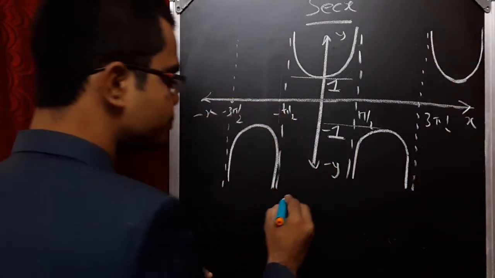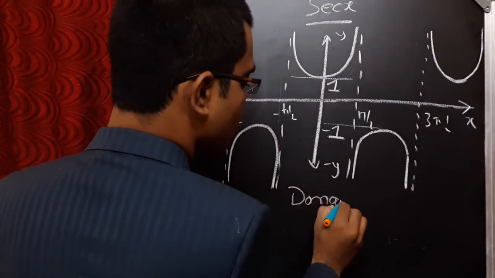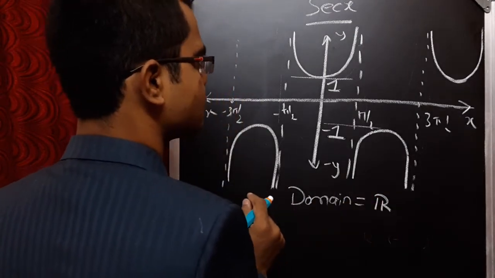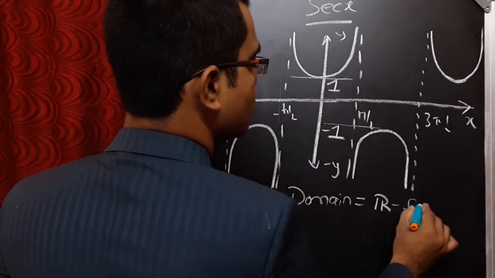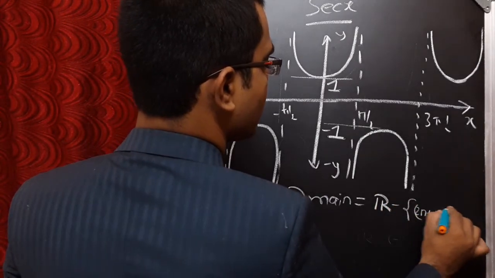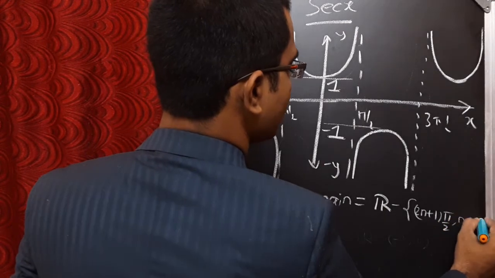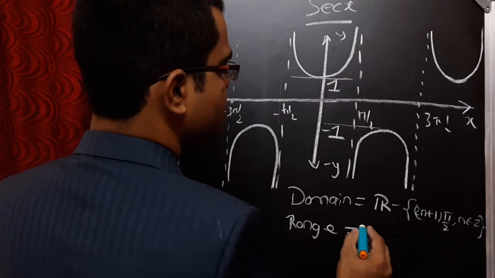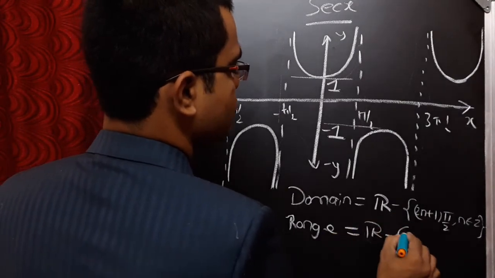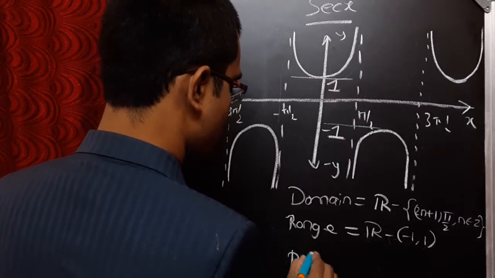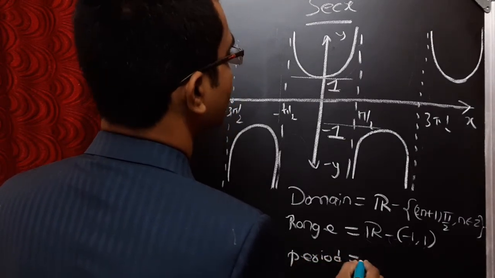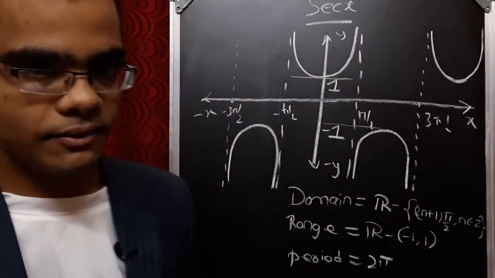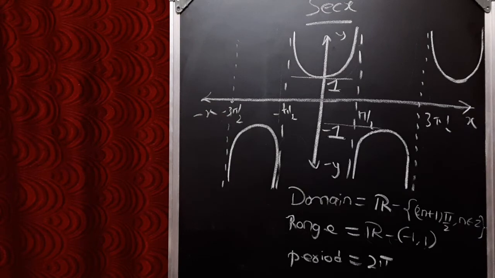So again here also the domain is going to become the set of real numbers minus 2n plus 1 into pi by 2 where n belongs to any integer, and the range is going to become the set of real numbers minus open bracket minus 1 to 1, and the period is going to become again 2 pi. I think this should be very clear about the secant x graph.